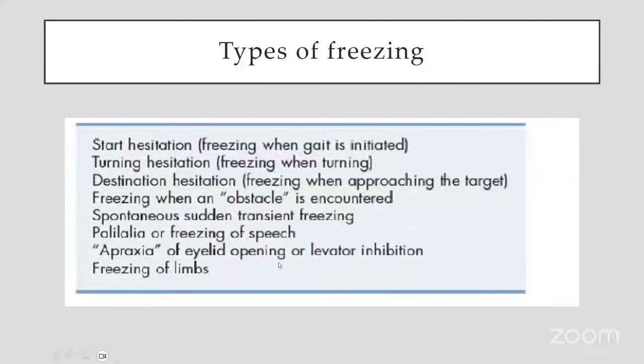The types of freezing are start hesitation, freezing when the gait is initiated; turning hesitation, freezing when turning; destination hesitation, when approaching the target; freezing when an obstacle is encountered; or spontaneous sudden transient freezing. There can also be palilalia or freezing of the speech, apraxia of eyelid opening or levator inhibition, or freezing of the limbs.